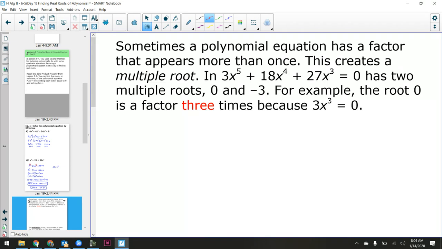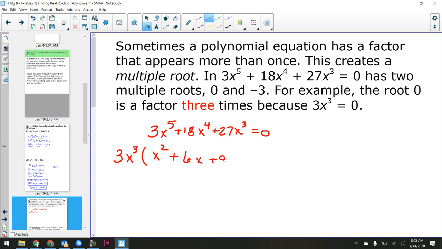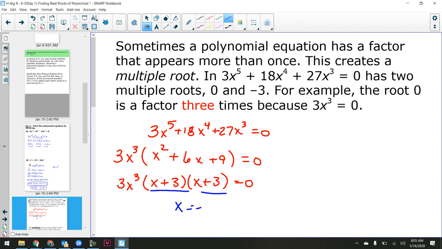All right, now, sometimes a polynomial equation has a factor that appears more than once. This creates what's called a multiple root. For example, in 3x to the 5th plus 18x to the 4th plus 27x to the 3rd equals 0, if I factor this down, I get 3x to the 3rd factored out, and I get x squared plus 6x plus 9, right? You guys follow me there? Not 72, 27. So we get 3x to the third, x plus 3, x plus 3. Do you see how I have a multiple root of negative 3? I have what's known as a double root at x equals negative 3.